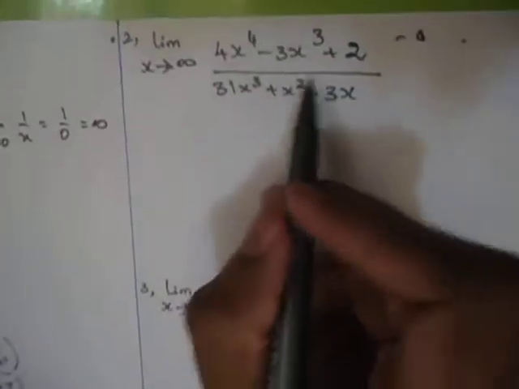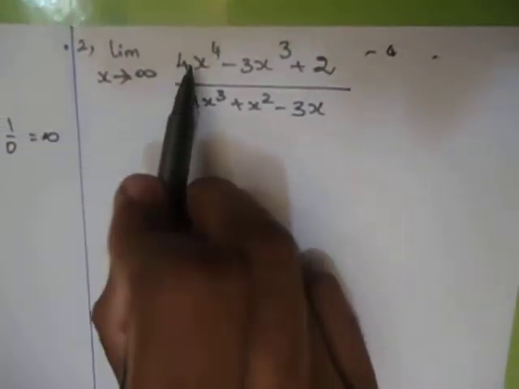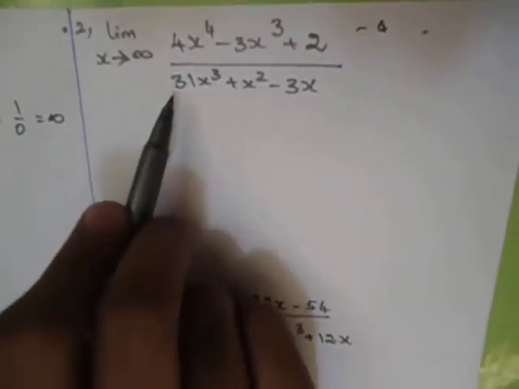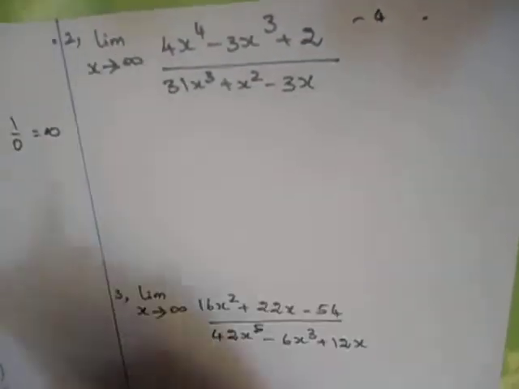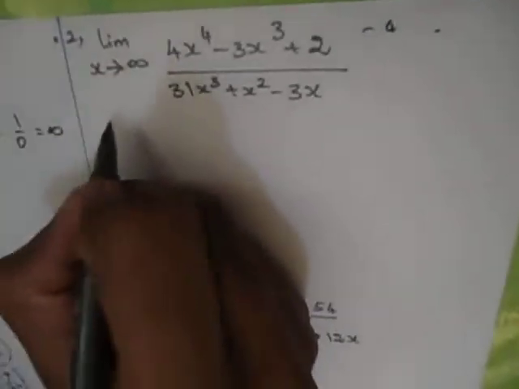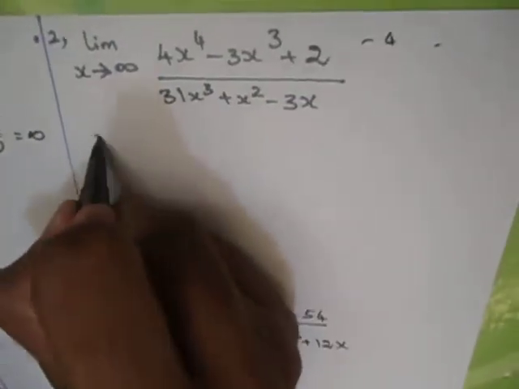In this question, we have x power 4 in the numerator and x power 3 in the denominator. So it still gives us infinity and infinity on the numerator and denominator. So why don't we take x power 4 common?